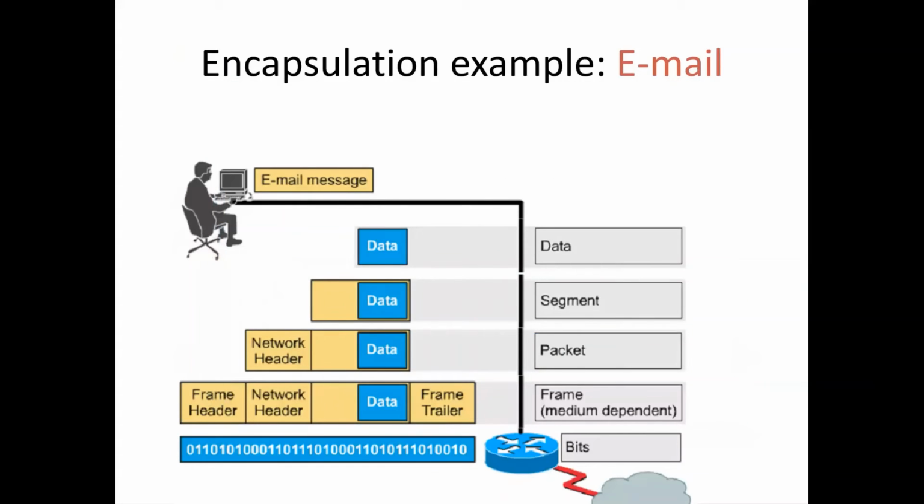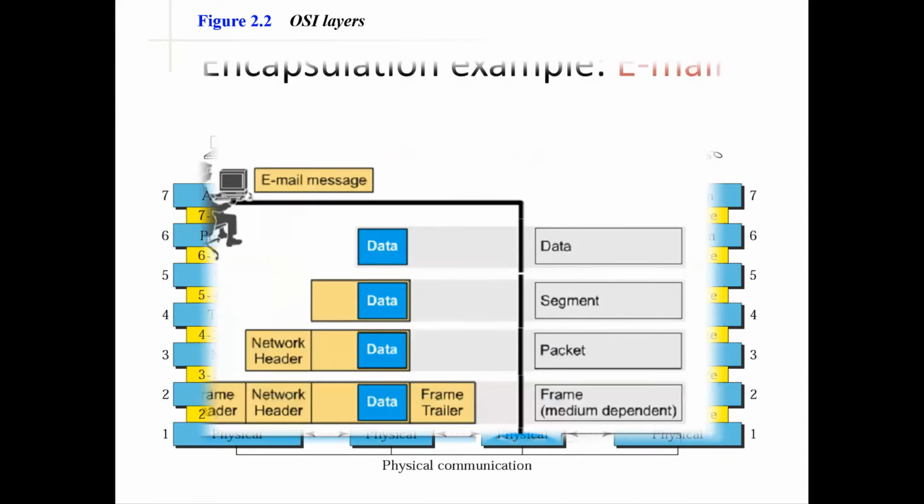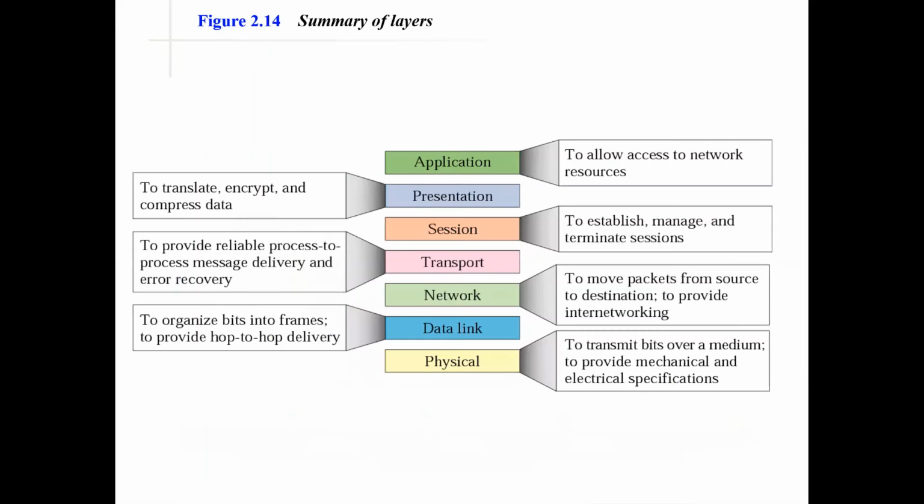Encapsulation example of email: when we are sending a mail to another system via the network, many networking devices come into play. According to the layer, at the physical layer, the data is in the form of bits. When data comes to the data link layer, it is in the same form. When data comes to the network layer, it is called packets. At the transport layer, it is called segments. And above these, at the session layer, presentation layer, and application layer, it is called data.